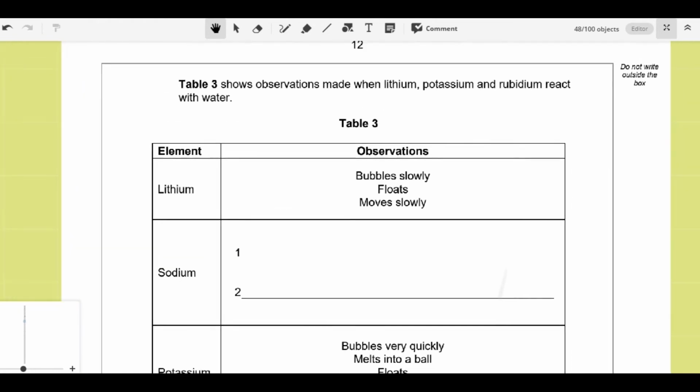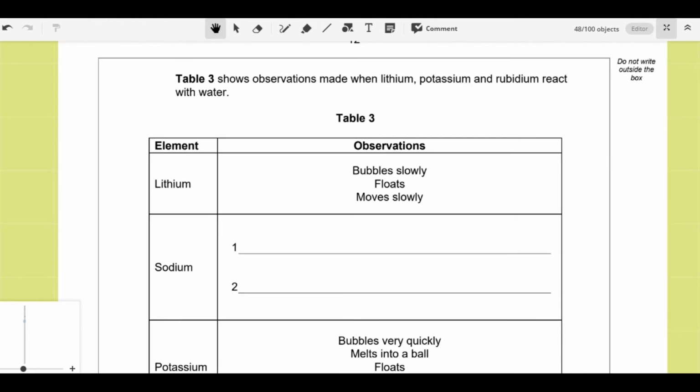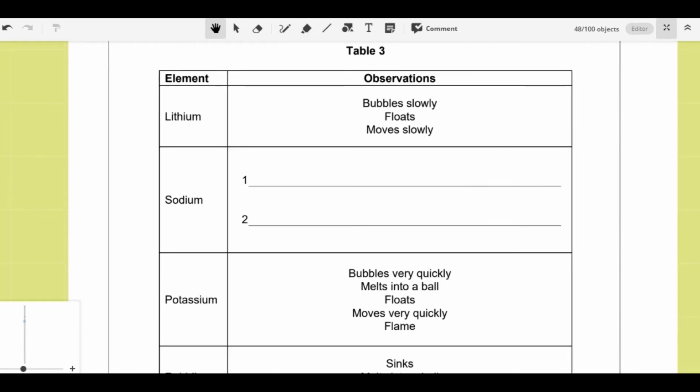And next is the observation when lithium, potassium and rubidium react with water. So you know that the reaction with the most reactive is too high. Lithium bubbles slowly, floats and moves slowly. But in the case of sodium, the reactivity increases: it bubbles very quickly, melts into a ball, or floats or moves very quickly. You can write any two. For example, float and moves quickly.